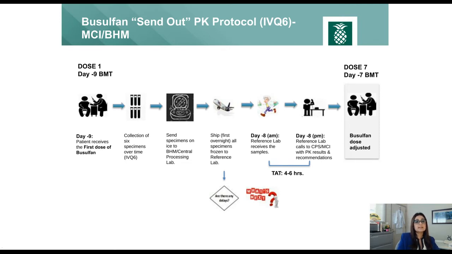The plasma specimens are shipped overnight to the reference lab. In normal conditions, once the reference lab receives the specimens, they run the testing and verbally call the physician with PK results and dose recommendations. Due to the longer turnaround times, adjustment of dosing takes place before the 7th dose of the conditioning regimen. A send-out protocol requires precise coordination to avoid transportation issues, loss of samples, and others.